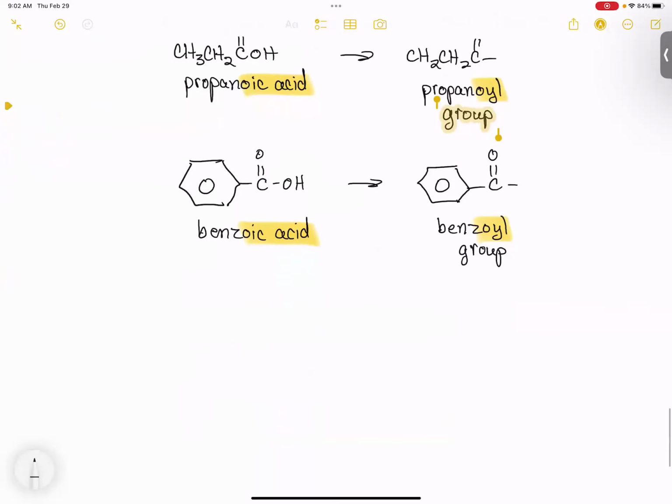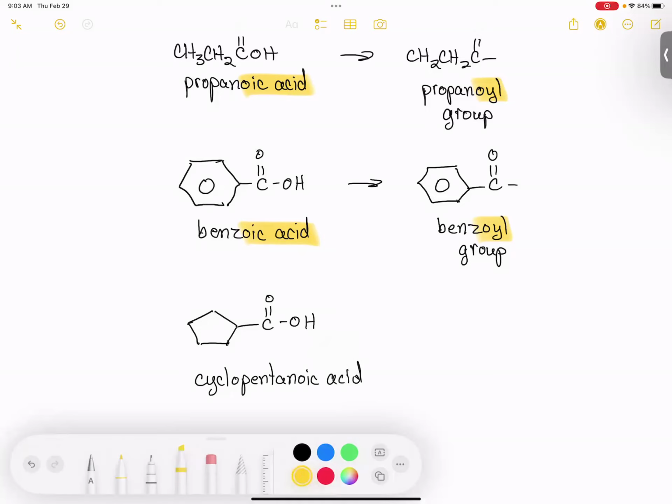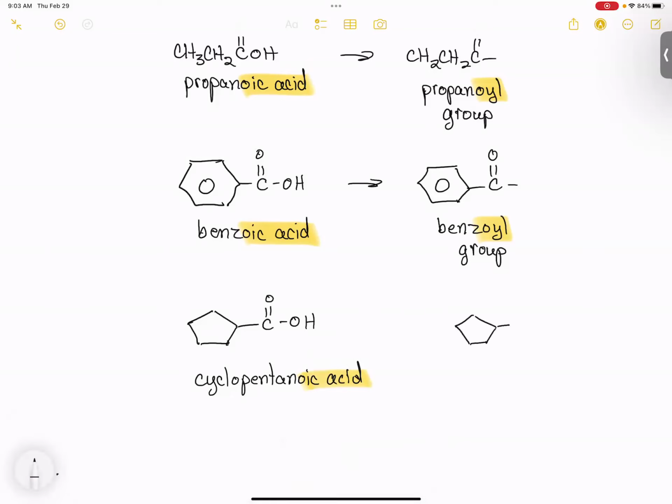Sure, if I have this, this would be cyclopentanoic acid. Again, the "oic acid" would become "oyl" if I have just the rest, so it'd be the cyclopentanoyl group. So yes, you can have a cyclo group too.